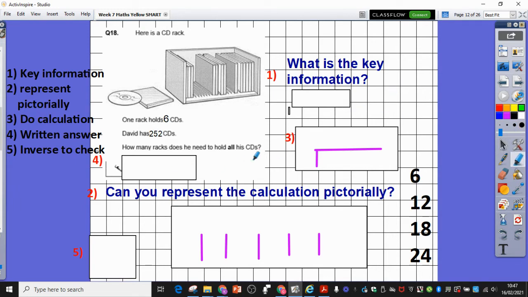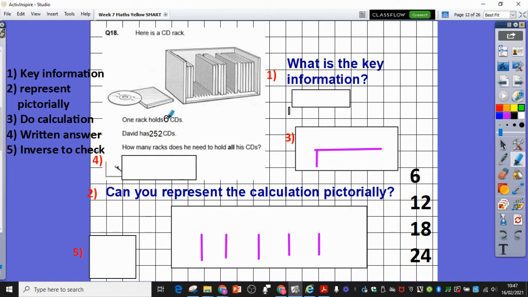So here is a CD rack. One rack holds 6 CDs. I'm going to read it through first. David has 252 CDs. Lucky David. How many racks does he need to hold all his CDs?